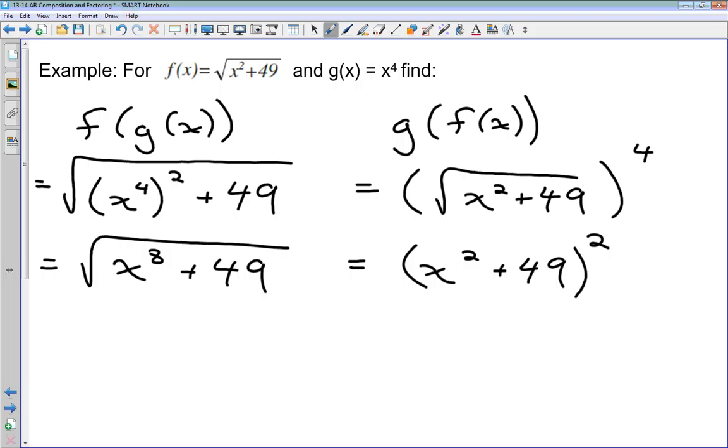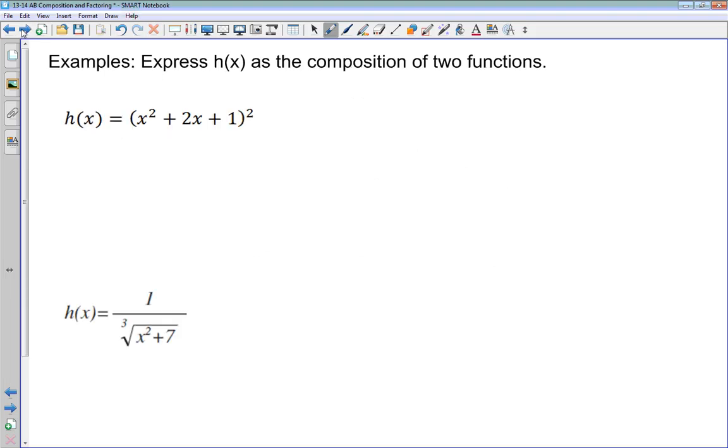Okay, so that's composition of functions. What we want to be able to do is do the opposite. Take something that is complicated and think of it as being made up of two separate functions. So here I've got a function h at x equals x squared plus 2x plus 1 squared. I want to think of h at x as being composed of two functions, f at x and g at x, and I've combined them by composition, f at g at x. What should my two functions be?